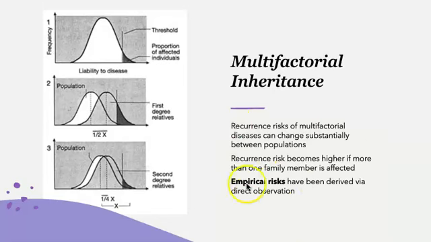And then as far as empirical risks, they're going to be derived via direct observation. And in order to do this, we need a large sample of biologic families in which one child has developed the disease and is examined. And then the siblings of each child are then surveyed and calculated into a percentage who also developed the disease.